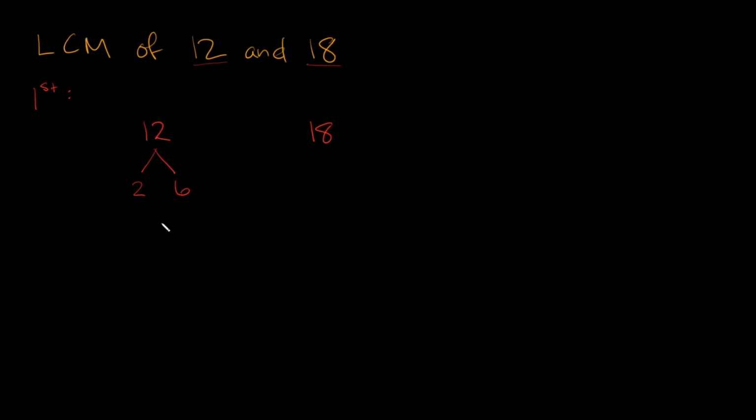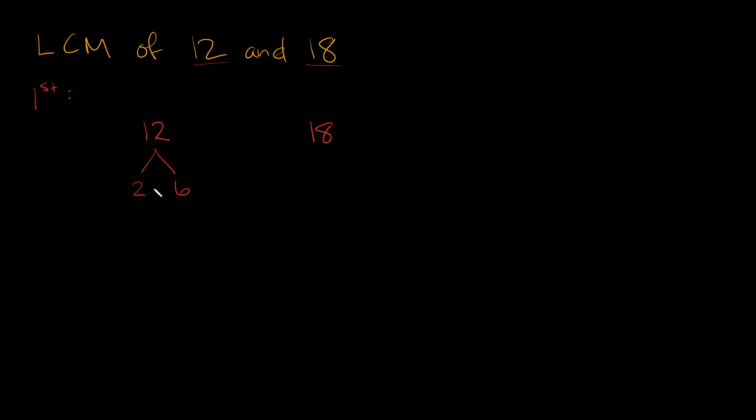And what you're gonna notice with this method is it's kind of like a three-step method. So let's start with this first example. Let's say I wanted to find the LCM of 12 and 18. Okay, the first step is gonna be to find the prime factors of 12 and 18. So 12, I can break that down into 2 and 6, right?